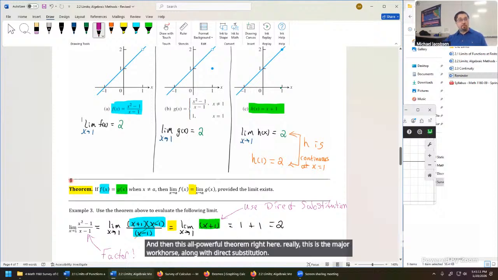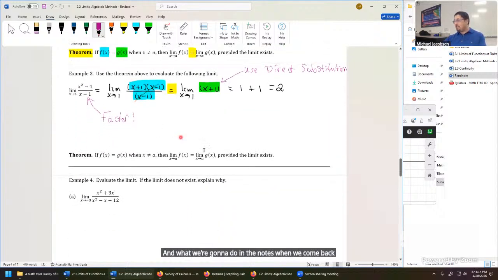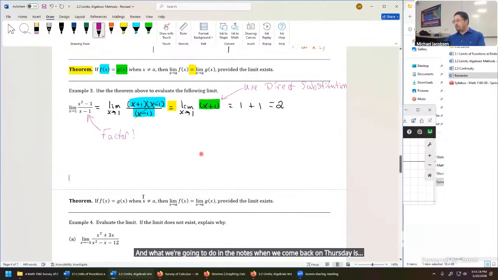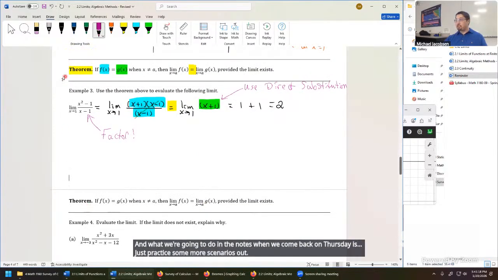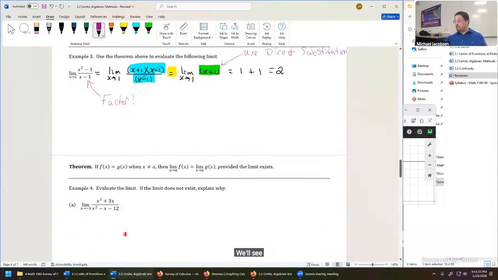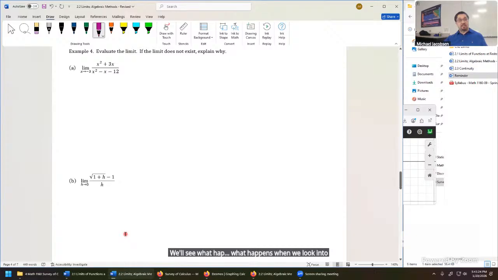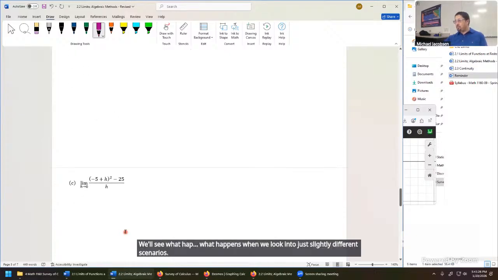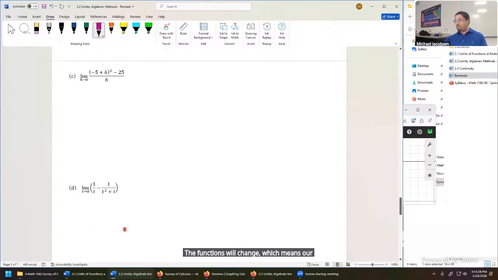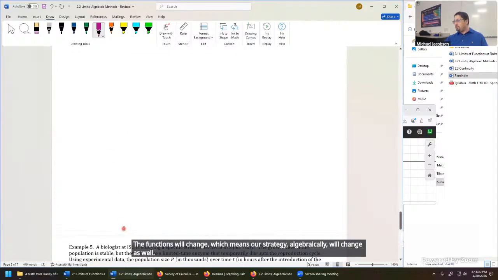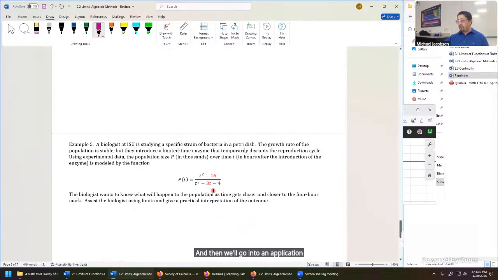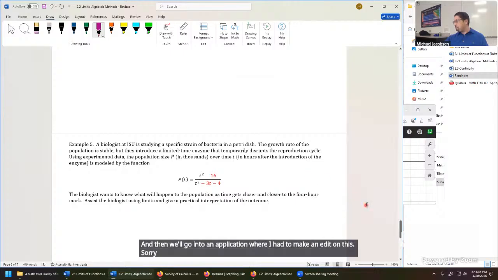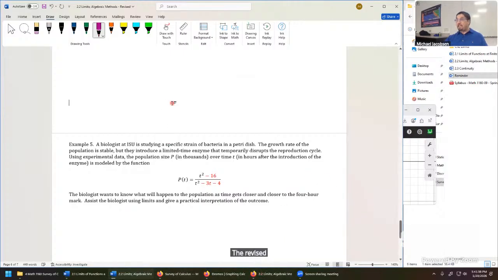What we're going to do in the notes when we come back on Thursday is practice some more scenarios. This is the same theorem as above, just copied down for easier reference. We'll see what happens when we look into slightly different scenarios. The functions will change, which means our strategy algebraically will change as well. And then we'll go into an application where I had to make an edit. Sorry about that if you printed this out already. The revised edit is available on the Canvas page as well as the Blink lecture notes.